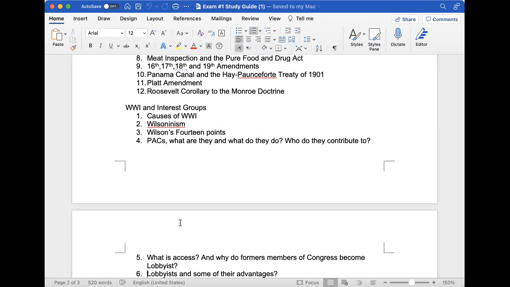Okay, just basically on World War I and interest groups. Know the cause of World War I, Archduke Franz Ferdinand was assassinated. Just basics of that. And kind of Wilsonianism, where we saw Wilson's ambition to kind of spread democracy throughout the world.